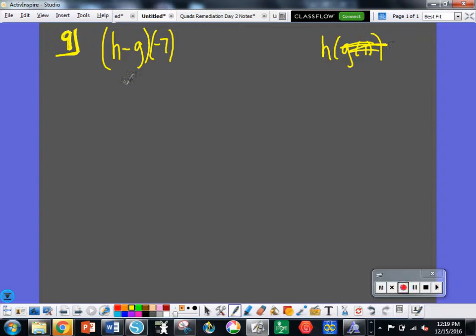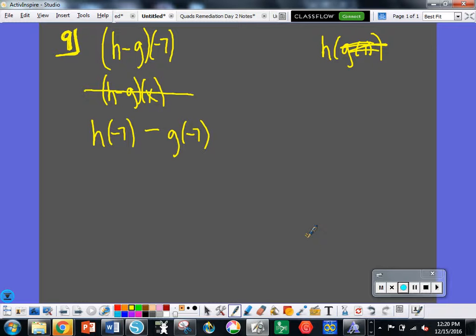Perfect. So this, you could do one of 2 things. You could either figure that out, and then plug in the negative 7. That's the harder of the 2 ways, because you're more likely to make a mistake when you're dealing with variables. Or you could do h of negative 7. You could take g of negative 7, and what could you do between them? Subtract them. That's the faster way. So on your own, will you find h of negative 7 and g of negative 7 and then stop there?